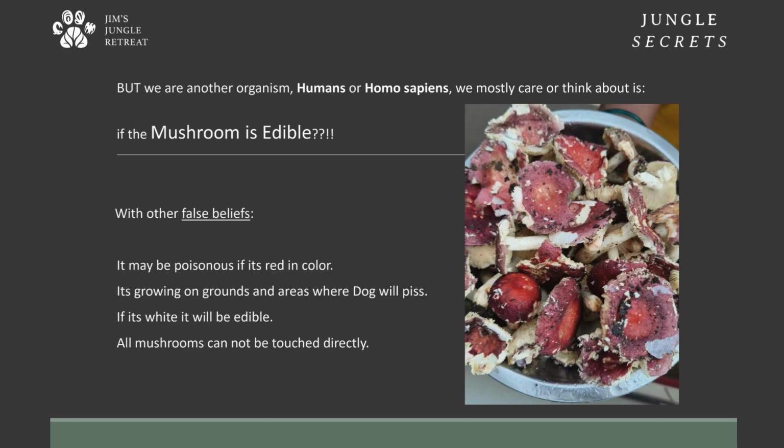And so that is something that I think should be changed, in terms of how amazing this organism is, because it provides food, medicine, and also helps someone in their spiritual journeys. Coming back to the same point, if it's white it will be edible. Somewhere people say that if it is white it is edible because white is a safe color, but let me tell you, there are white looking mushrooms which are not edible also.